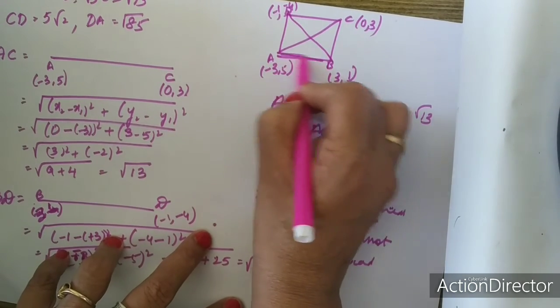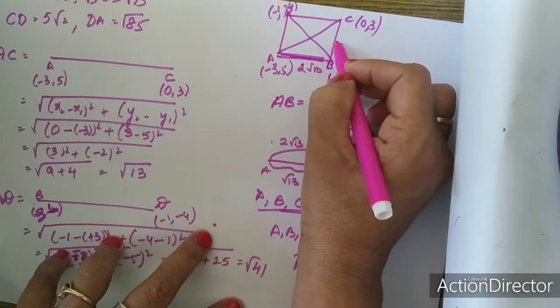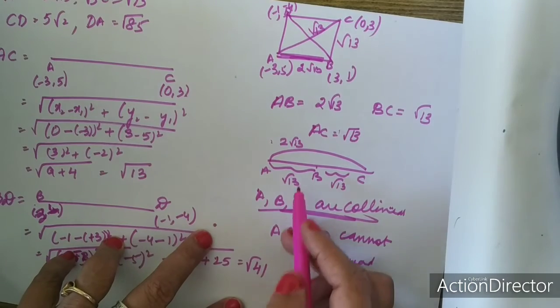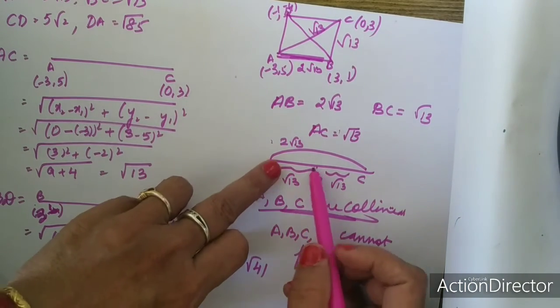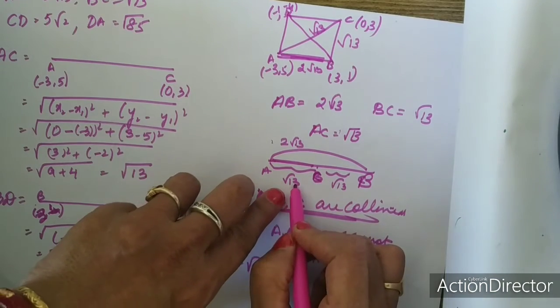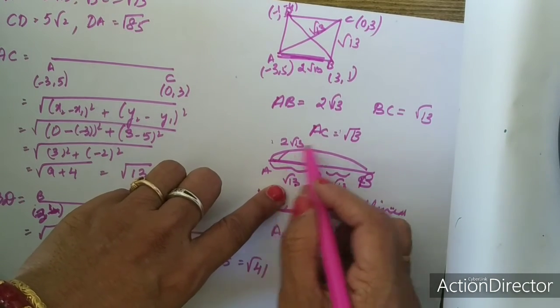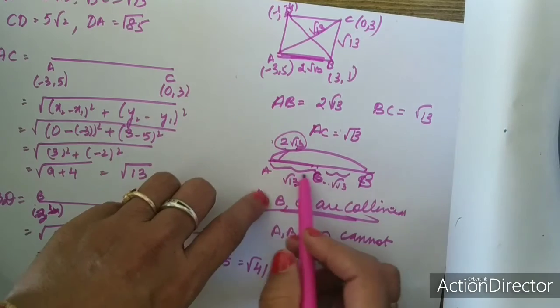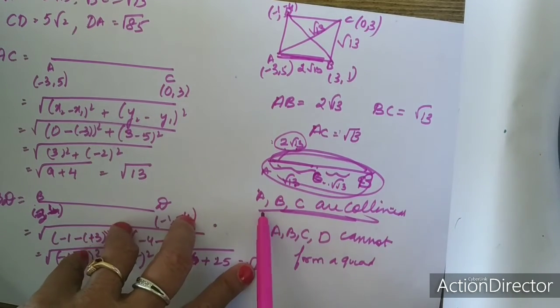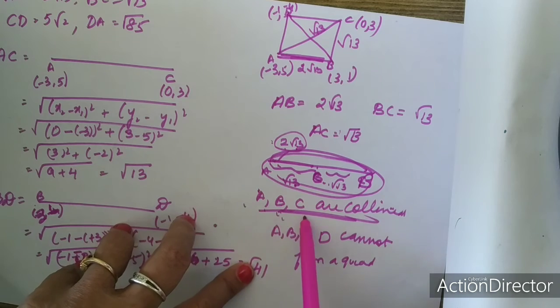Because AB is 2 root 13, BC is root 13 and AC is also root 13. This is C and this is B. So AC is root 13, BC is root 13 and AB is 2 root 13. So this shows that these 3 points lie on a line. This shows that the points A, B and C are collinear.